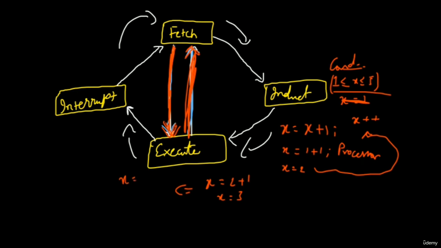So x becomes 3 plus 1, actually, that is going to be 4, and after that it will fetch again and execute the instruction that is going to be 4 plus 1, which is going to be 5. So x is equal to 5, and then the loop is going to terminate.